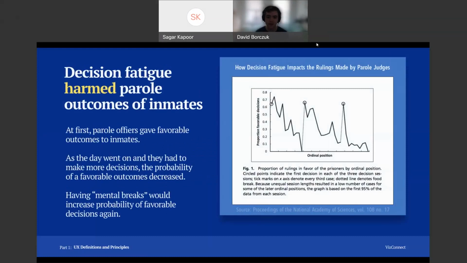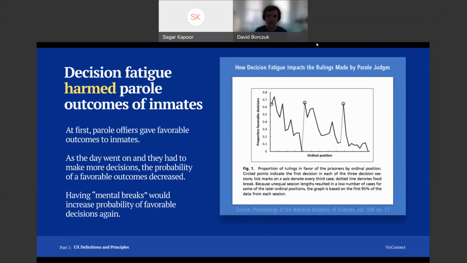This was observed in a parole hearings study where officers gave favorable outcomes to inmates based on the ordinal position of that inmate throughout the day. In other words, for the first inmate, the officers were able to go through their story, understand how they reformed, and maybe they had a favorable outcome, decreasing the amount of time that they were on parole or in jail. However, as time went on, the outcomes got less and less favorable because over time, the parole officers had to make more and more complicated decisions, and they just got tired of it.